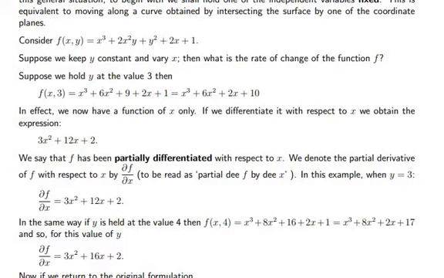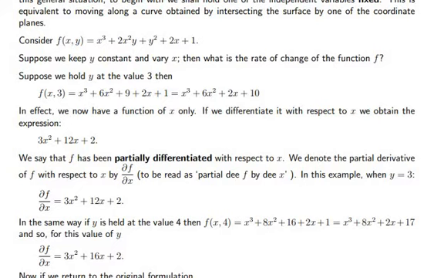In the same way, if y is held at the value 4, then f of x, 4 equals what? For a constant value of y, f of x, 4 equals x cube plus 8x squared plus 4x plus 17. So if you calculate del f by del x from here, what should that be? 3x squared plus 16x plus 2.